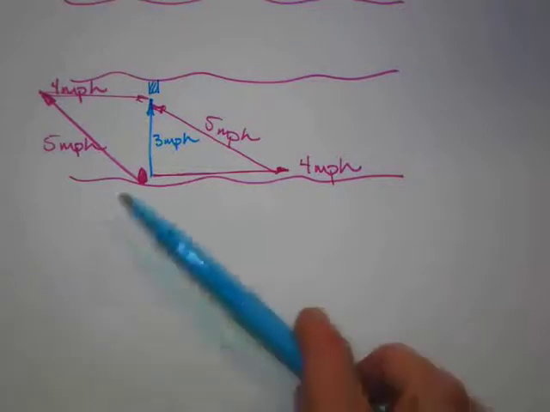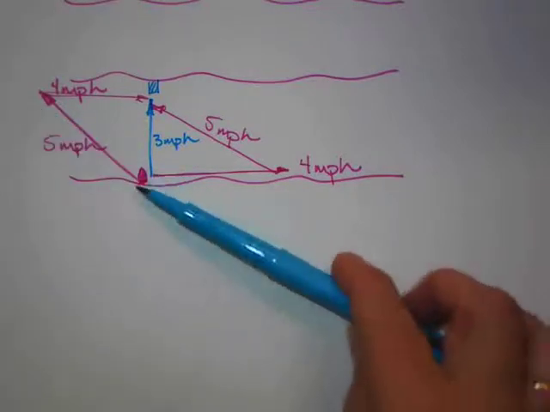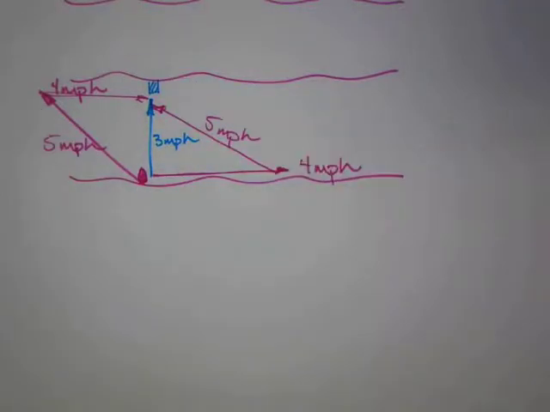The boat's traveling, it's pointing to the left, and then it ends up going straight across. It's heading upstreamish, but the result is it goes straight across. So here we go. How fast is the boat going relative to the shore?